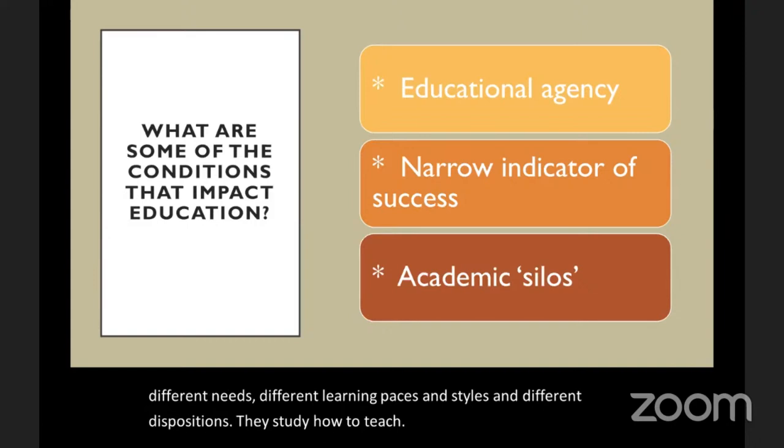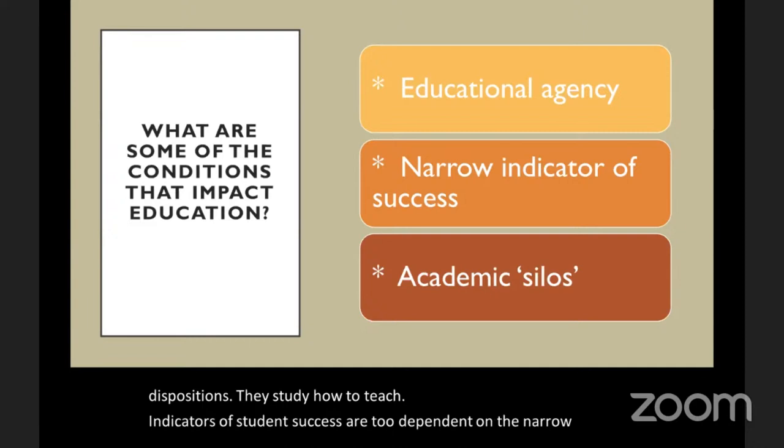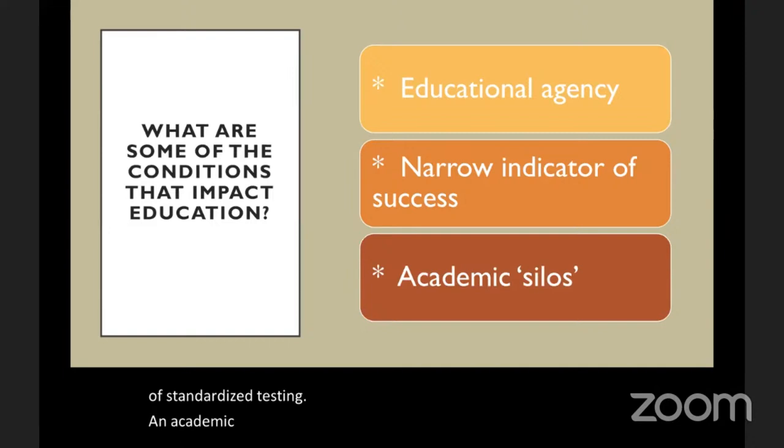Indicators of student success are too dependent on the narrow indicator of standardized testing. And academic silos, or teaching each subject area separate from each other, inhibits authentic learning experiences. Teaching each subject separately makes it difficult for students to make connections.